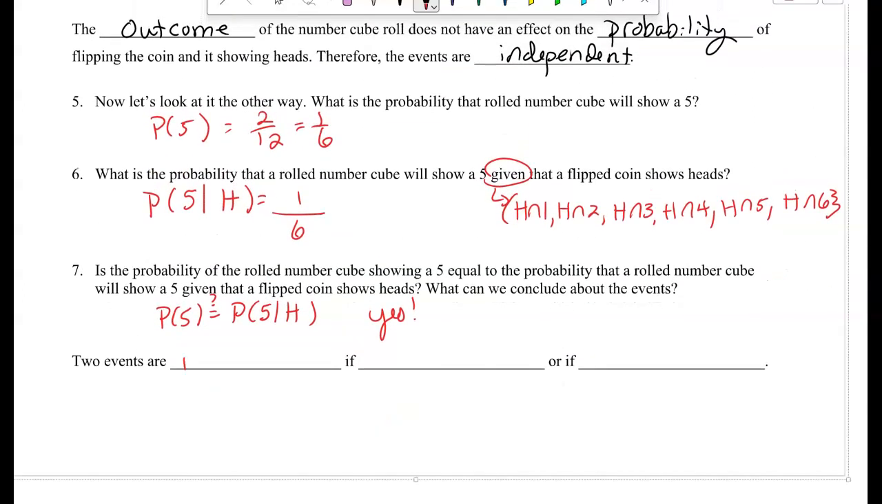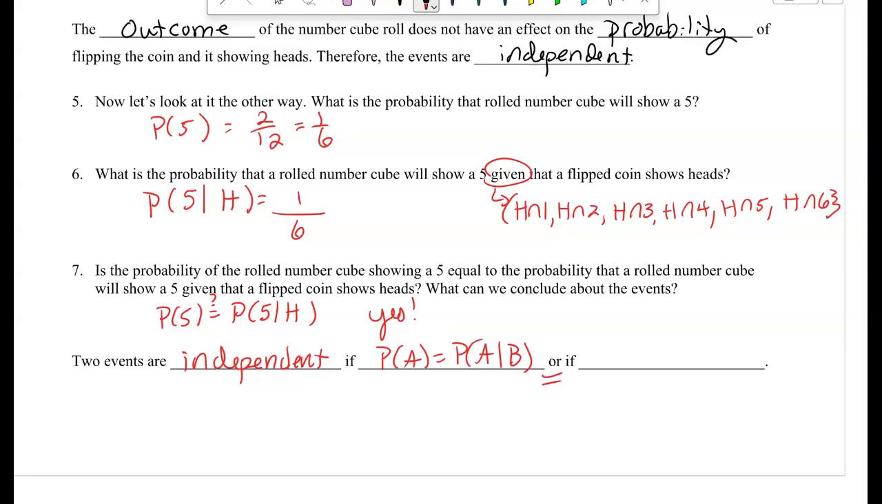So here's the last one. Let me change colors. Gotta have some good color here. If the events are independent, the probability of an event equals the probability of that event given another event. Notice this says what? Flip it around. It's still going to be the same. Here's what I need you to hear on this. You don't show both. You only need to show one of those two scenarios. Now, most people's heads are hurting, so we're going to have a little bit of fun and see if we can figure this out just a little bit.